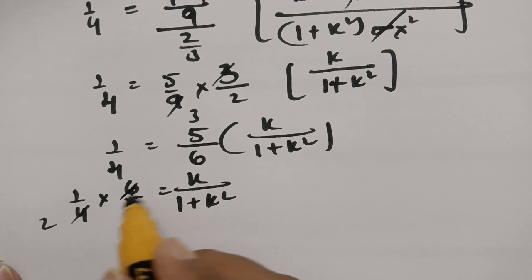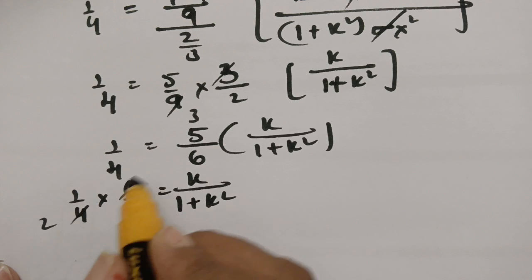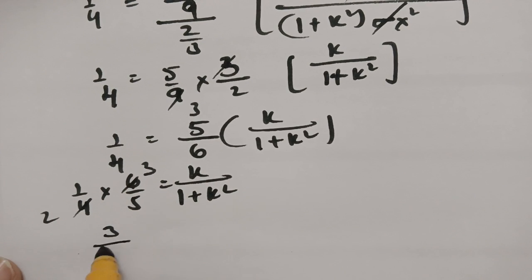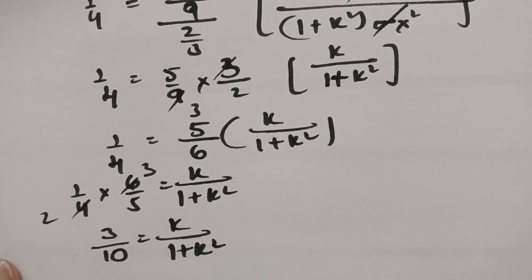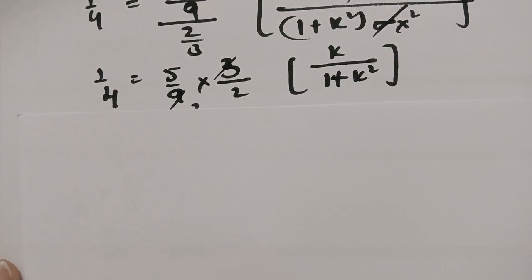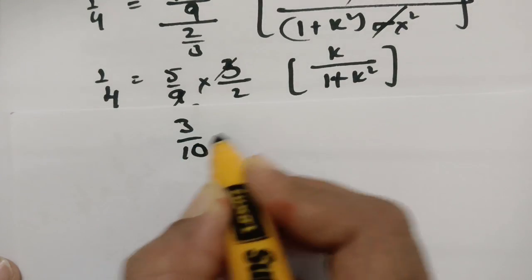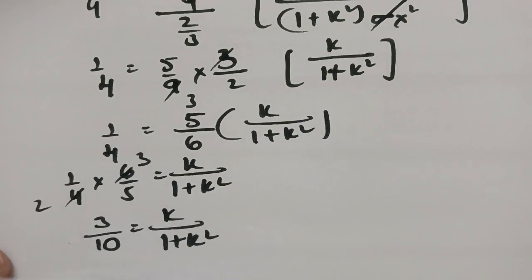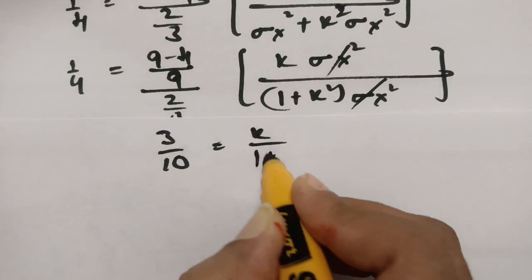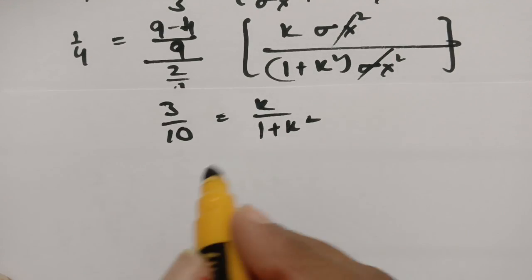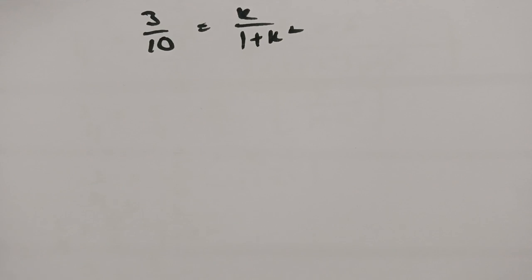So if I cancel the 2s and the 3s, this will be 3 by 10 times of k by 1 plus k square. And now see here, so this will be 3 by 10. So 3 by 10 is equal to k by 1 plus k square.